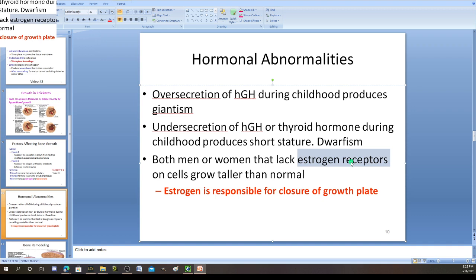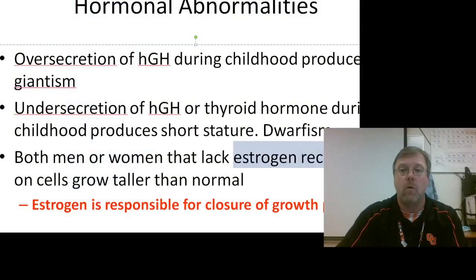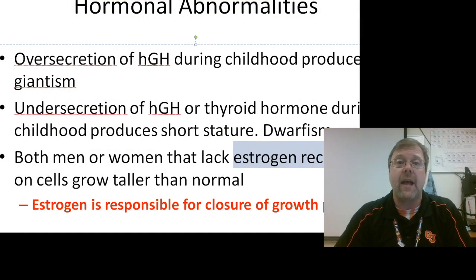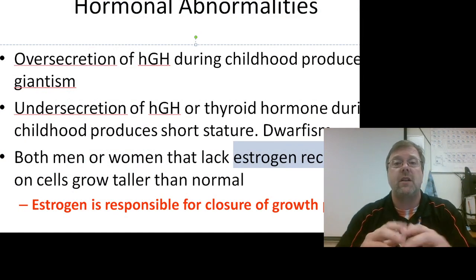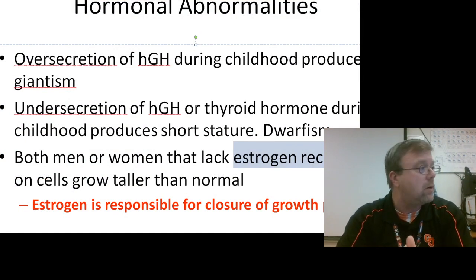All right. So these are just some hormone abnormalities. All right. So this kind of wraps up bone growth, and we're going to kind of switch gears and talk about bone remodeling and repair next.